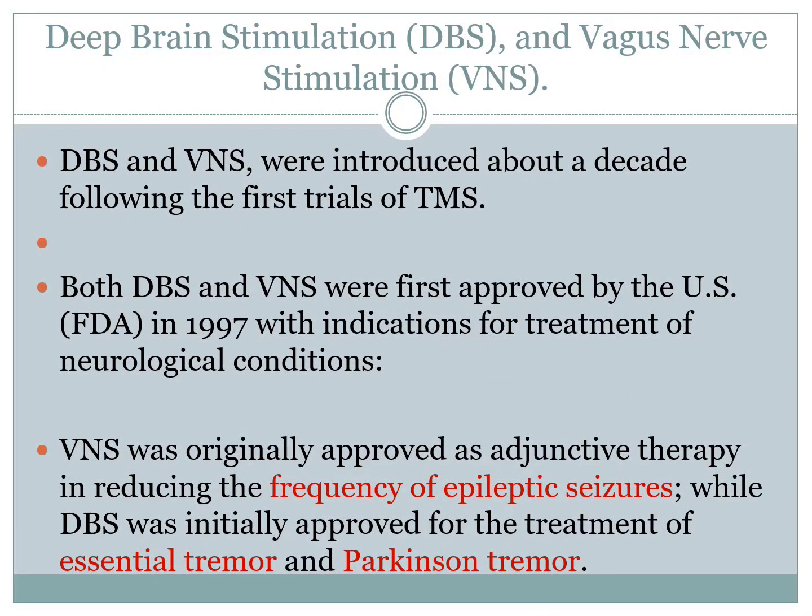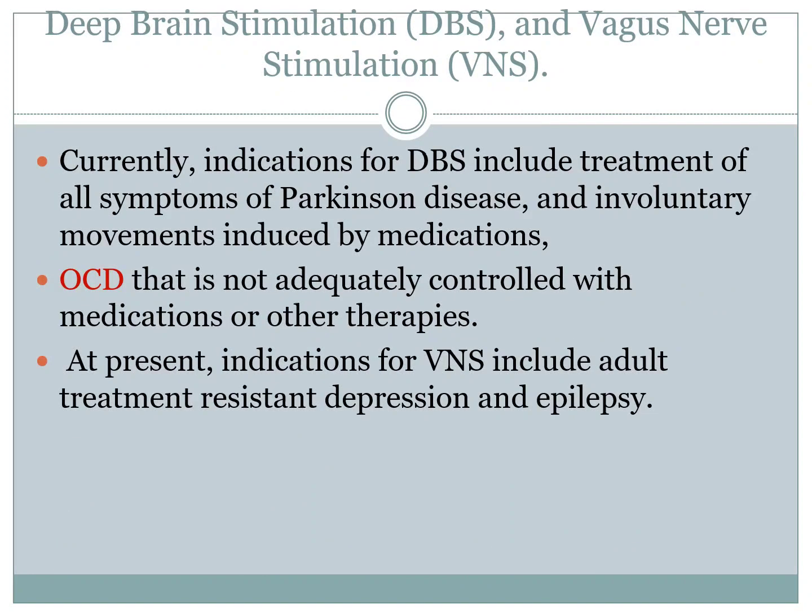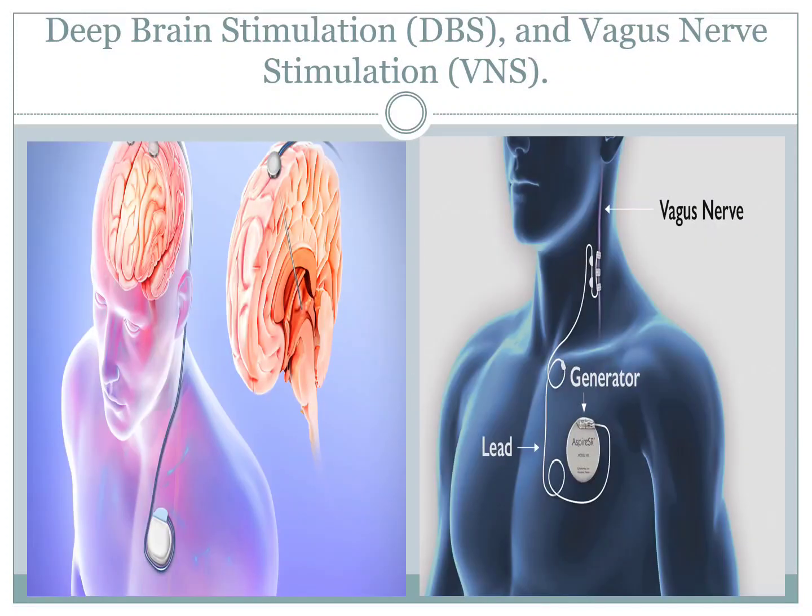Now, deep brain stimulation and vagus nerve stimulation were introduced about a decade following the first trial of TMS. This was first approved by US FDA in 1997 for the treatment of neurological conditions, like to reduce the frequency of epileptic seizures, essential tremor, and Parkinson's tremor. But later it was introduced to psychiatry also and found useful in treatment resistant severe obsessive compulsive disorder. These are the pictures of DBS and VNS.